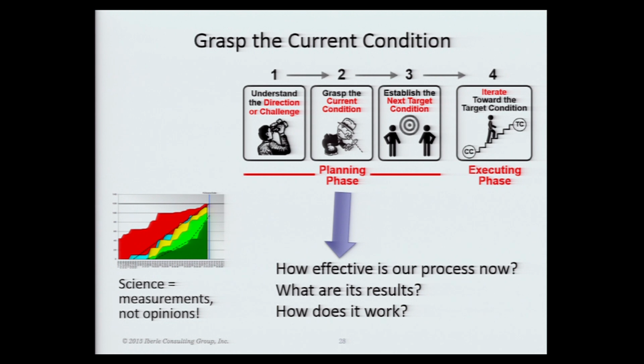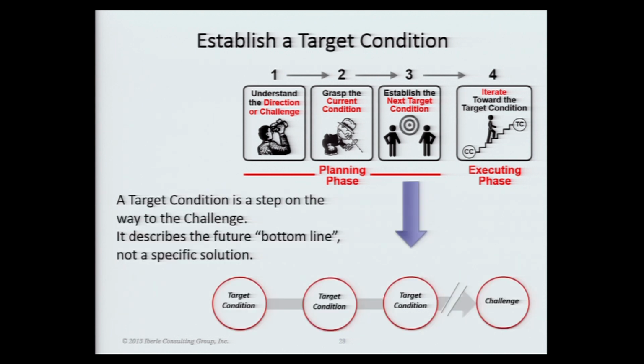So that, and this is where some of the go and see comes in, is using actual measurements, not people's opinions about how fast it is or whatever. And then establishing a target condition. This should be just a step on the way to the challenge, and it's a step that is stated in terms of the bottom line. So it's not saying we have a solution in mind and we're going to implement this solution part way. Instead it's saying I want to get part of the way to the goal.